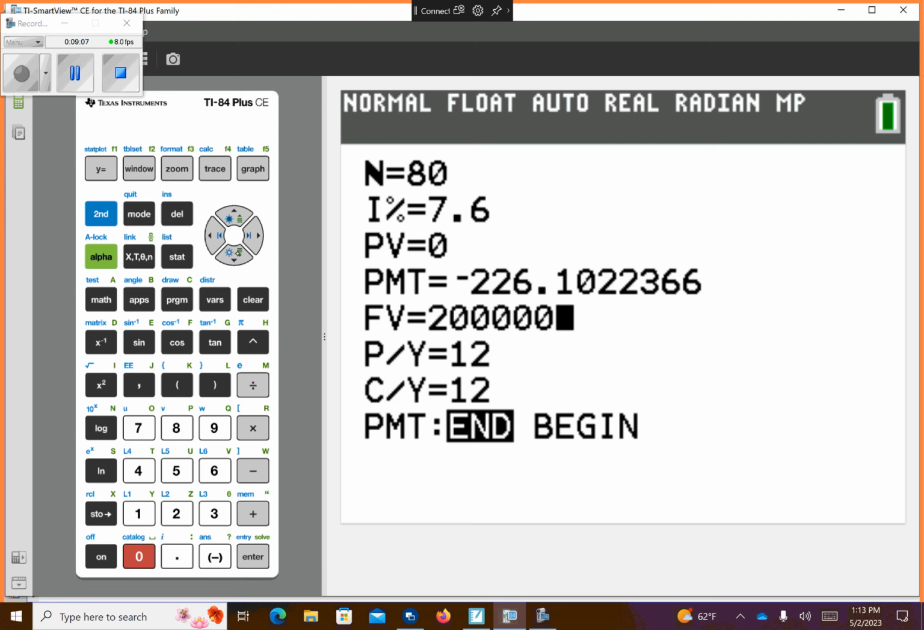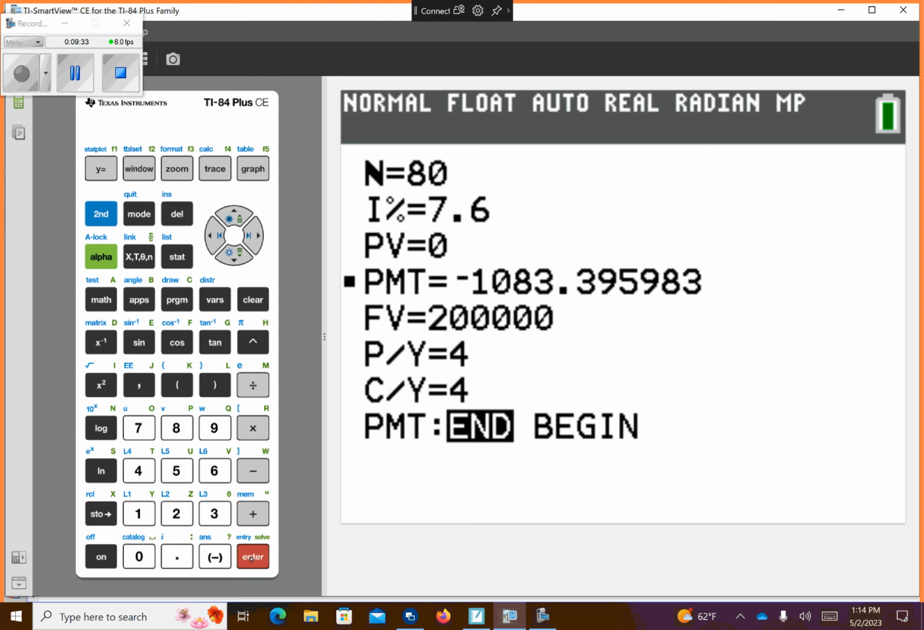And they're doing quarterly, so there's 4 payments per year. And so we want to figure out how much these payments should be. So we're going to go alpha solve. So it looks like they have to put in $1,083.40 4 times a year for 20 years for their kids to have $200,000 to go to college with.